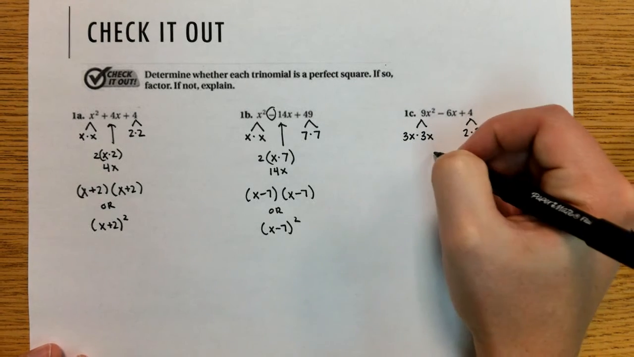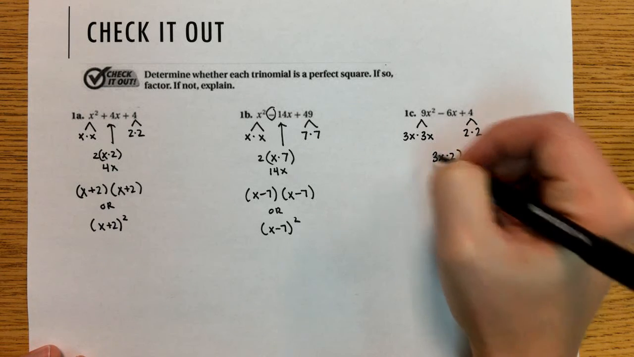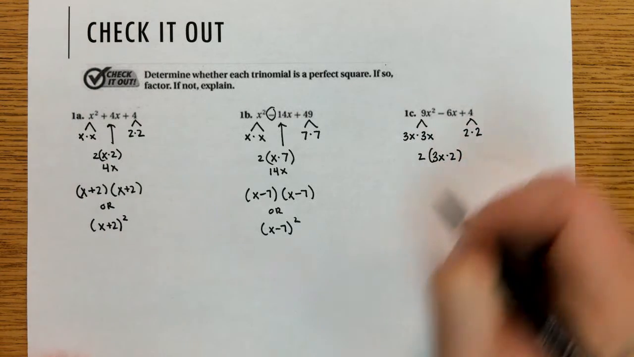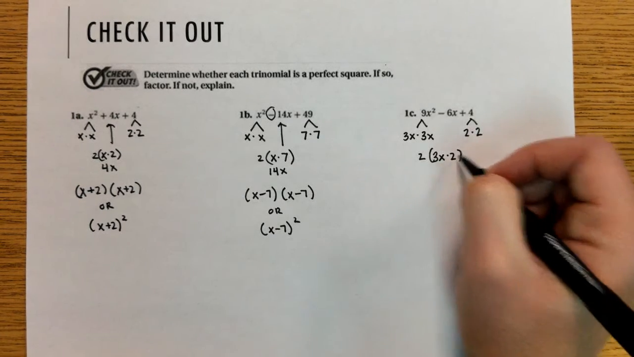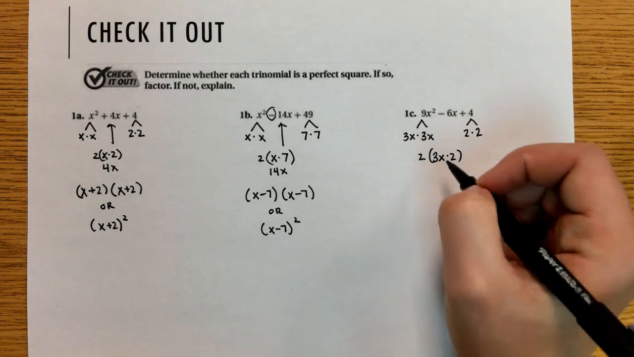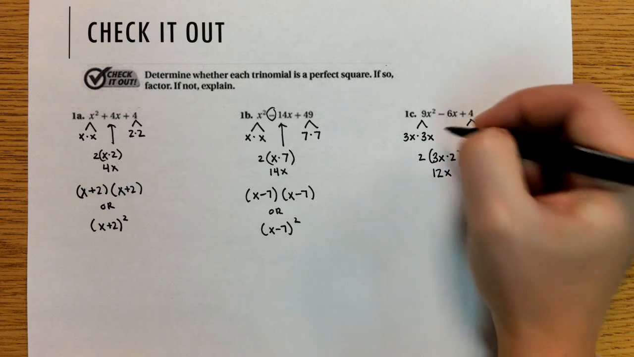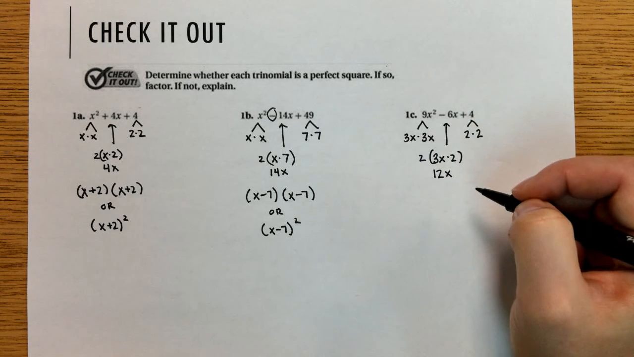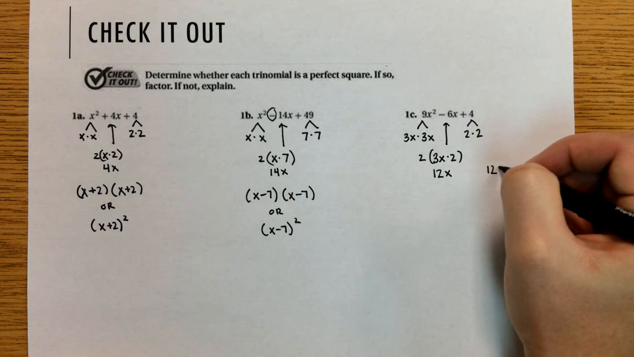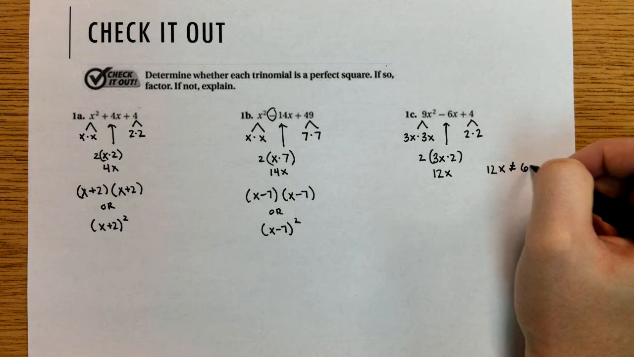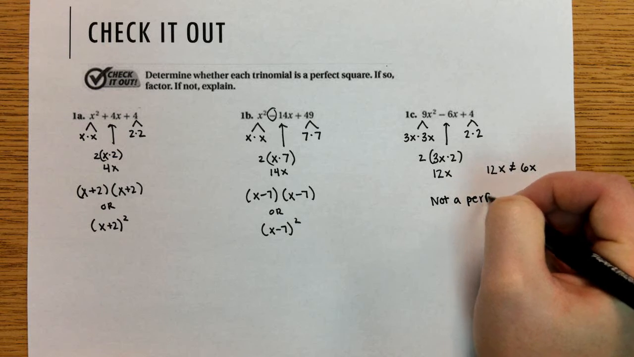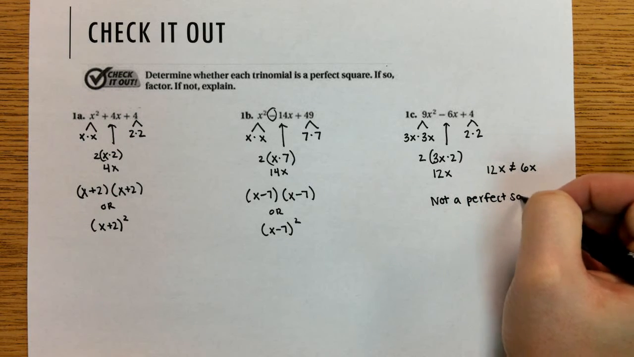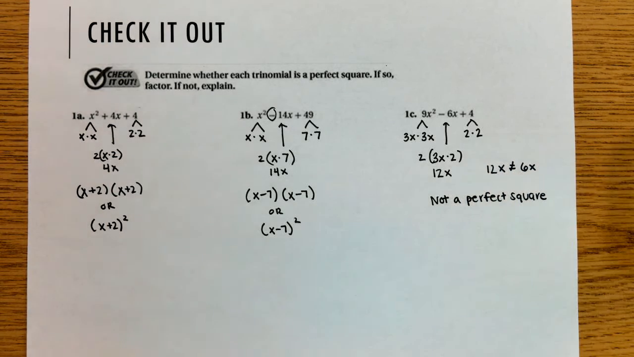For c, you can rewrite 9x squared as 3x times 3x, and 4 as 2 times 2. And then we're going to have 3x times 2, quantity, take that quantity, multiply by 2. 3x times 2 gives us 6x times 2, 12x. And we want a negative 6x, so 12x does not equal 6x here, so this is not a perfect square. So that is how you solve those check it out problems.